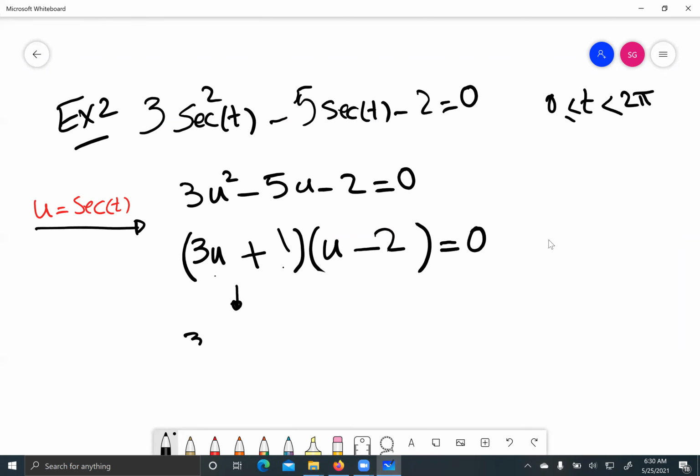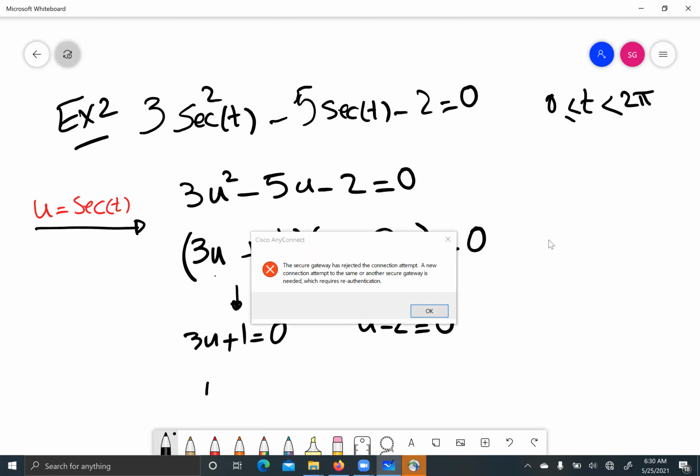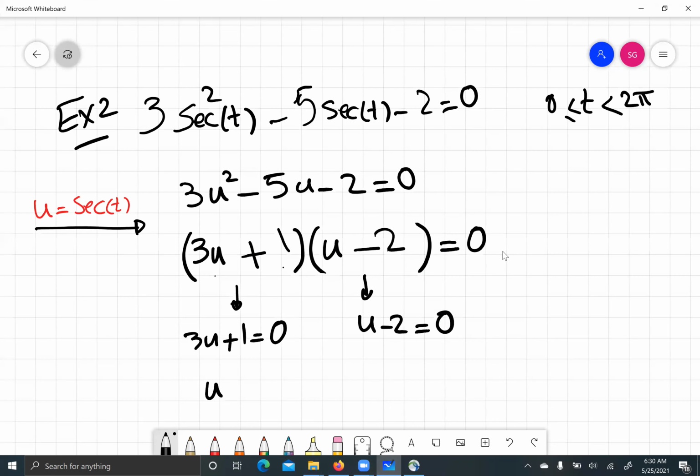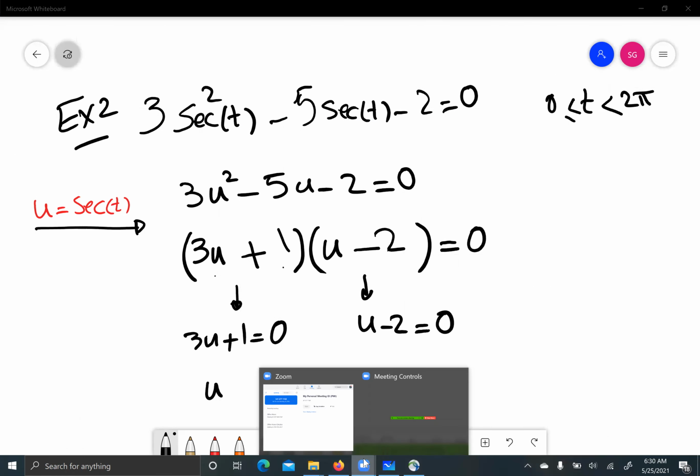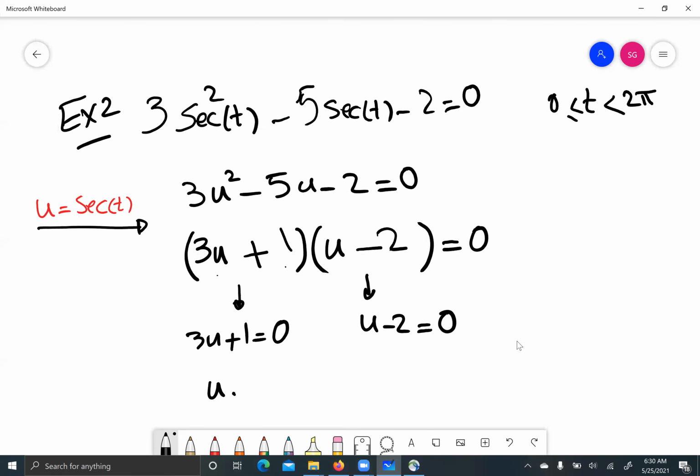Now either this factor is 0 or the other factor is 0. And then you solve it for u. So u is going to be negative 1/3, and here u is going to be 2. Okay, now what is u?